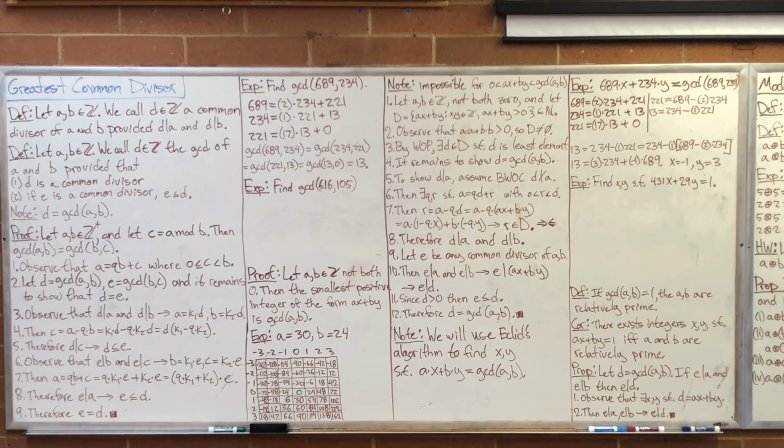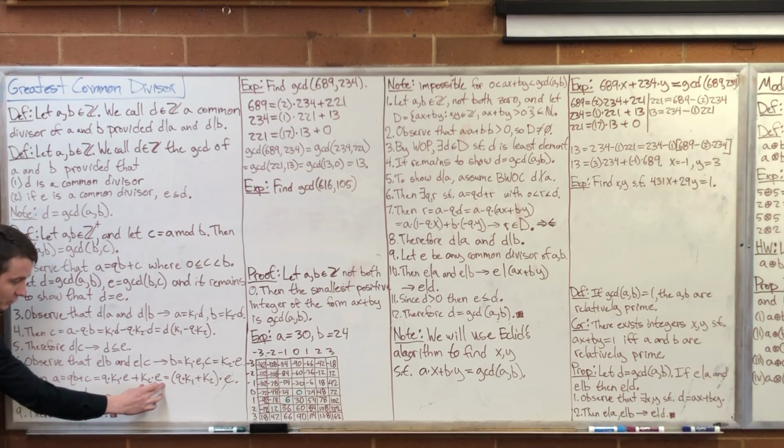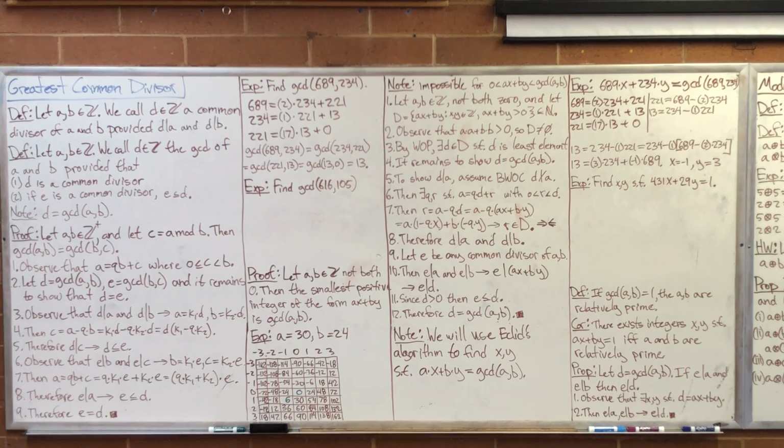Okay. So now we need to show that E divides A. Well, A is equal to QB plus C. And we know that B is the same thing as some integer times E. And we know that C is the same thing as some integer times E. Factor out the E. What did we just really show? We just really showed E divides A.